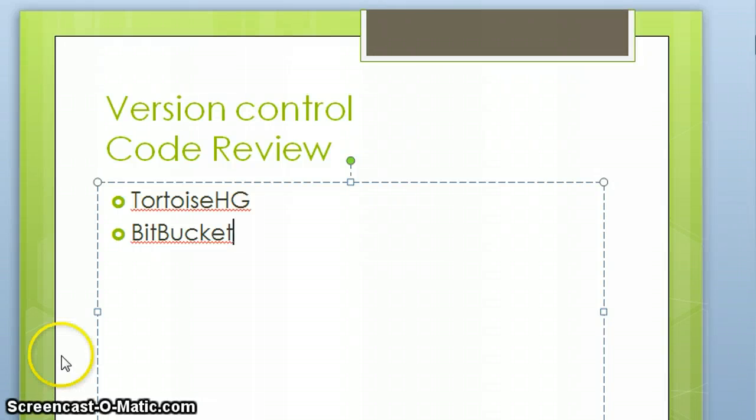So in this video I'm going to talk about how we're going to use a version control system to enable somebody to look at our code to review it. And the two items we need is we need to download TortoiseHG and we need to create an account at bitbucket.org.